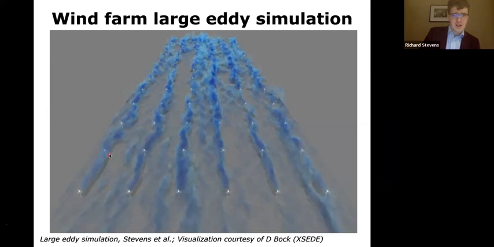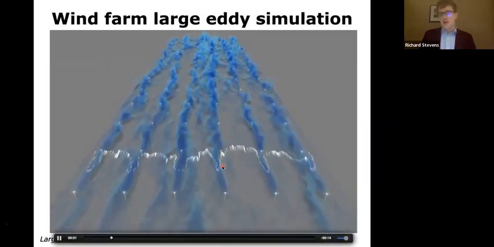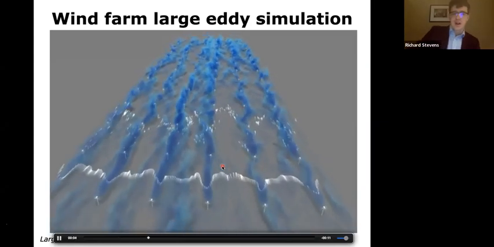And this is negatively affecting the performance of these downstream turbines. You can see that this effect becomes more difficult further downstream in the wind farm, where we have all these interacting wakes. And this is a very turbulent environment. This is why we do these large eddy simulations.